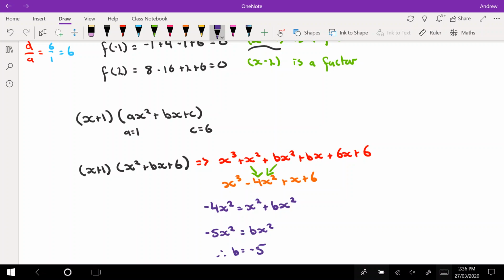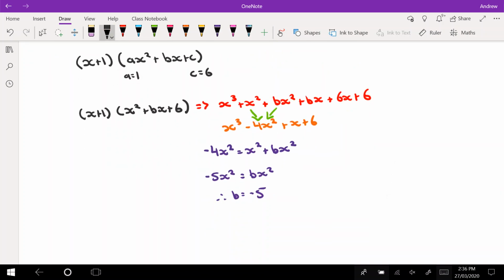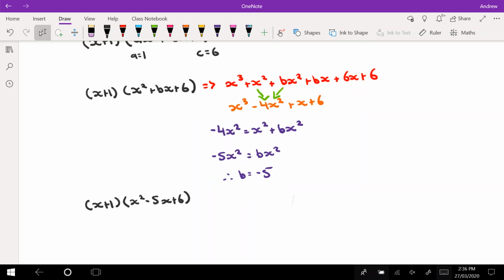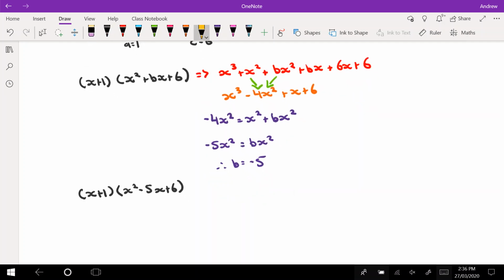Okay. So now I can write my final factorized cubic as x plus 1, x squared take 5x plus 6. And then I can factorize x squared take 5x plus 6 even more. Because what are the factors of 6 that add to give -5? -2 and -3. So finally, my factorized cubic will be x plus 1, x take 2, x take 3. And that is as factorized as you are expected to get it.